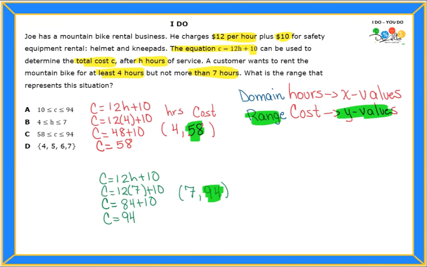So the most that he can pay will be $94, and the least money that he will need to pay will be $58. So if you look at the answer choices, you will notice that my answer choice C has the same values that I found for my range. So the cost is less than or equal to $94, but the cost is also greater than or equal to $58.